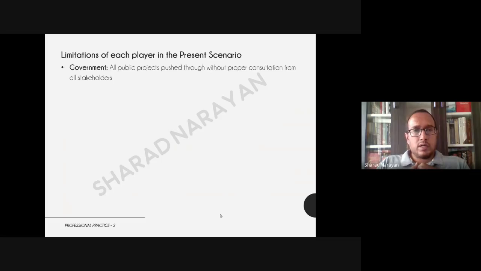So, in the government, we look at public projects being pushed through without proper consultation of all stakeholders. To give you a simple example over here, public consultation would have been the best way to go forward with regards to the construction of the Bangalore Metro project. That is basically a project which has been panned universally because it has gone ahead without proper consultation.